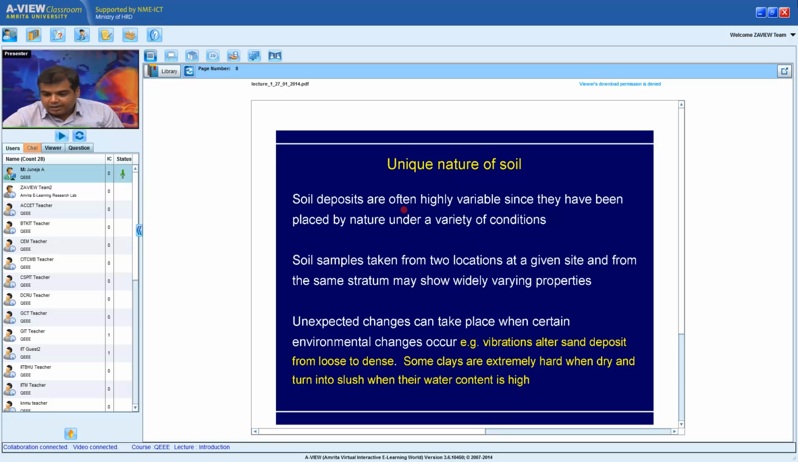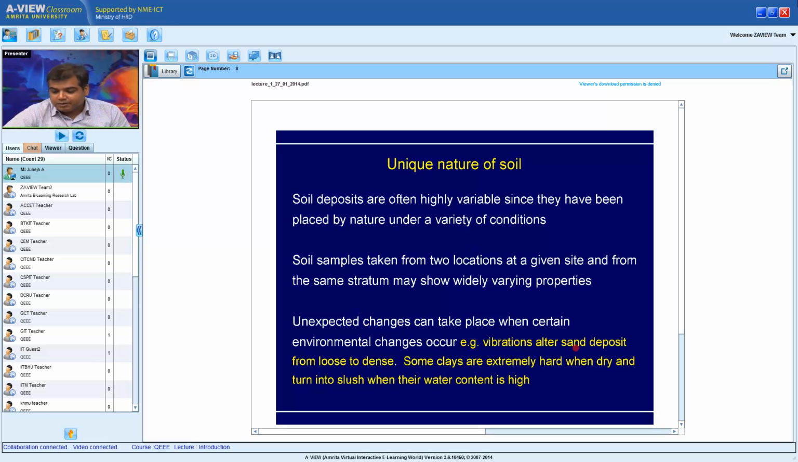We often say that soil deposits are unique. Unique because they have been deposited under a variety of variable conditions placed by nature. Let's take an example. If you take soil samples from two adjacent points not far from each other, you will find that the samples could show a wide variation in properties. There can also be unexpected changes even when you have soil from the same site.